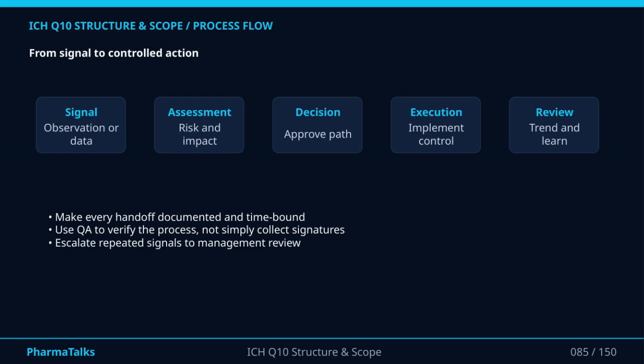Additionally, if signals occur repeatedly, escalating them for management review ensures that systemic issues are addressed at a higher level. This structured approach supports a robust quality management system, helping to maintain product quality and patient safety consistently.